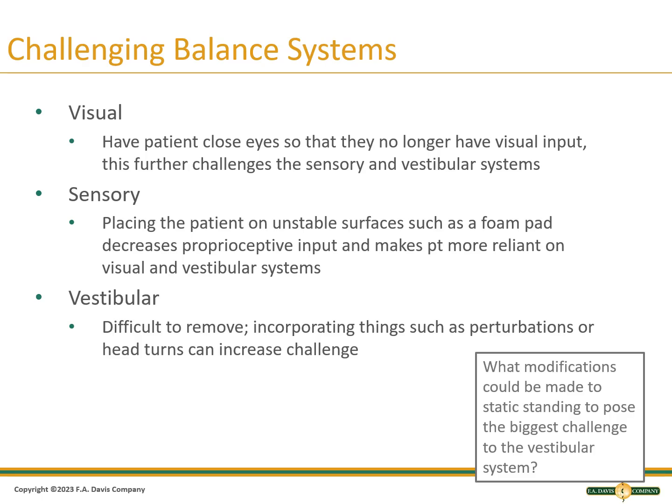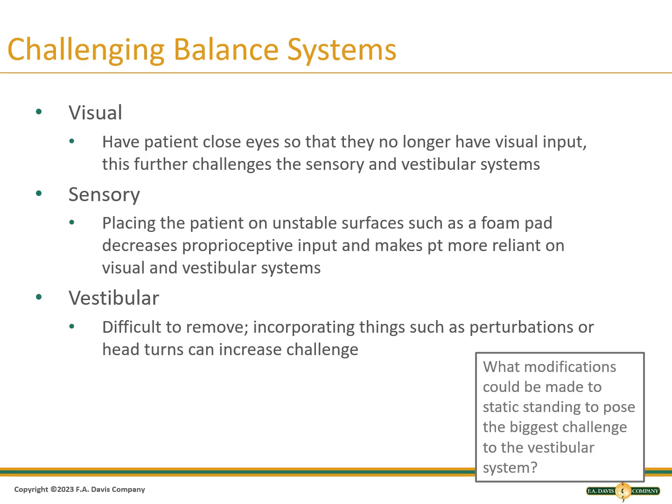If we want to challenge the vestibular and somatosensory systems, we take away the visual system and have the patient close their eyes. If we want to challenge the vestibular and visual systems, we can put the patient on a foam pad to decrease the reliance on the information from their somatosensory system. Because the vestibular system is wired into our inner ears, it's hard to remove that system from contributing to balance, but we can add things like perturbations and head turns to more specifically target the vestibular system.